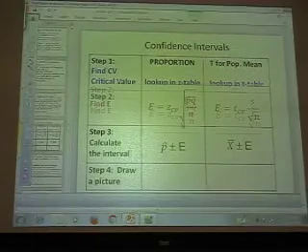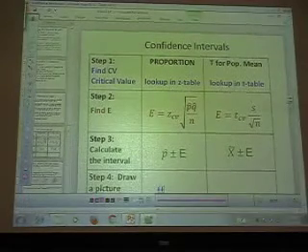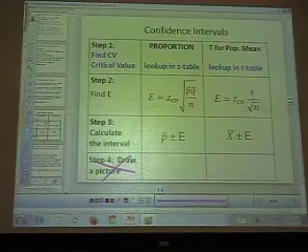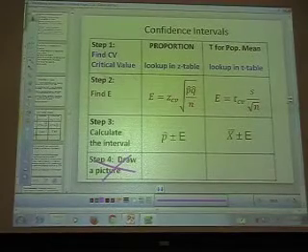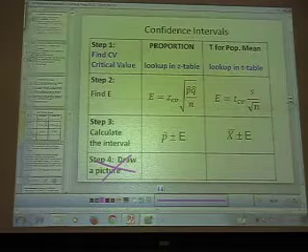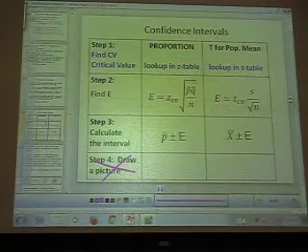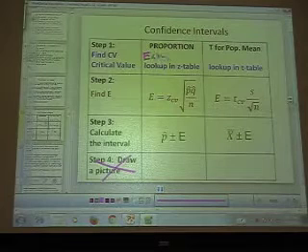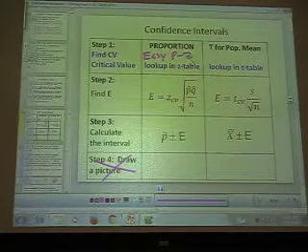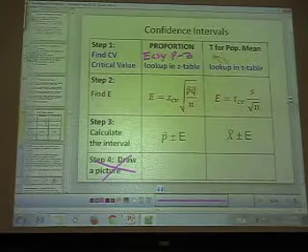For confidence intervals, don't worry about this one. Just do this part here. Find the critical value, which you're going to look up in the Z table or T table. Z for proportion, right? Easy peasy. Or mean, Mr. T.